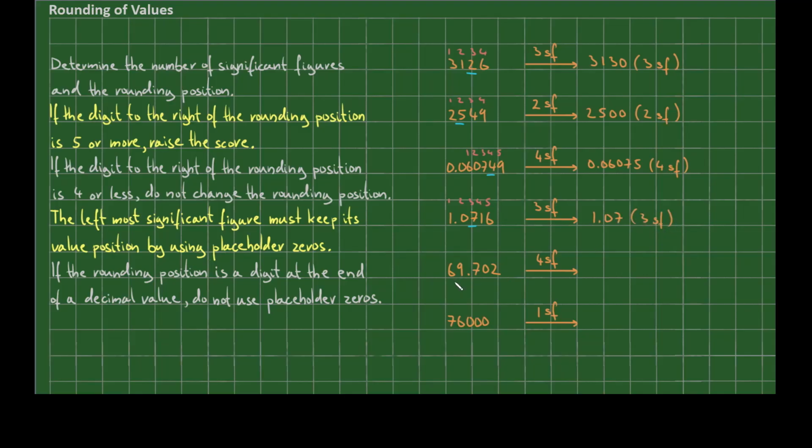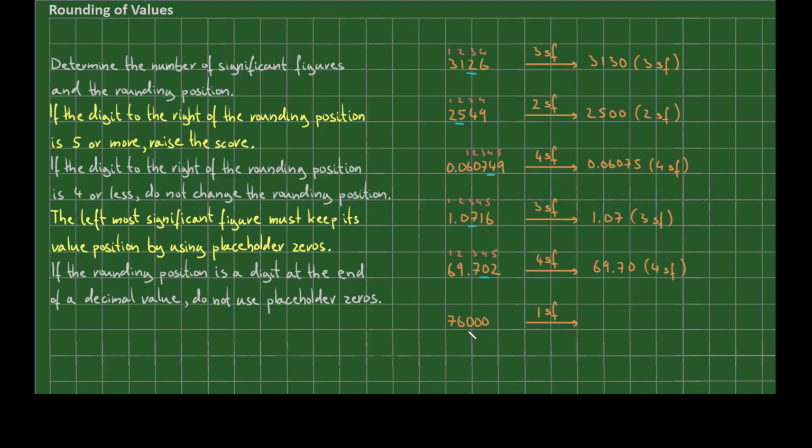The next value is 69.702 and it has 5 significant figures. We need to round it to 4 significant figures, so I'm identifying the rounding position. I look 1 to the right, it's 4 or less, therefore the rounding position will not be changed, and so I will end up with 69.70 rounded to 4 significant figures.